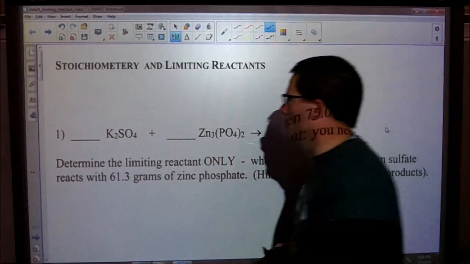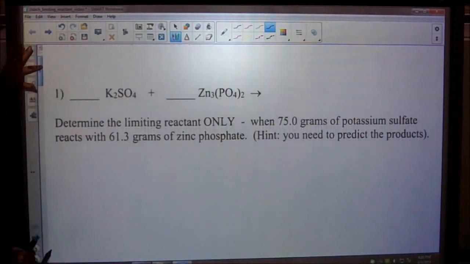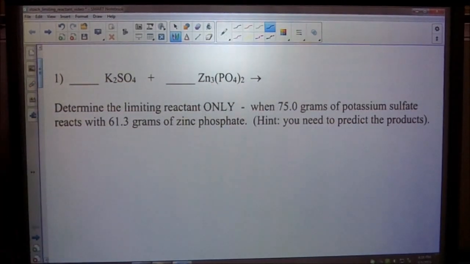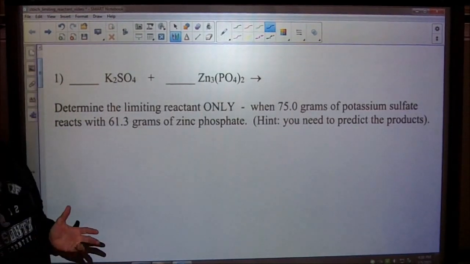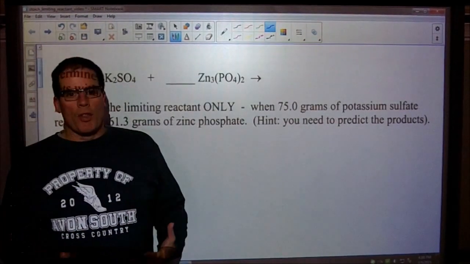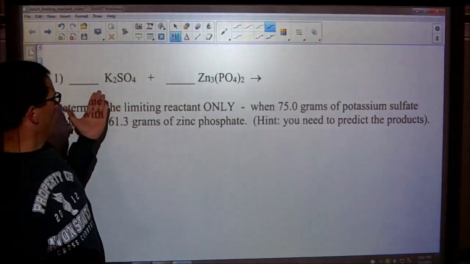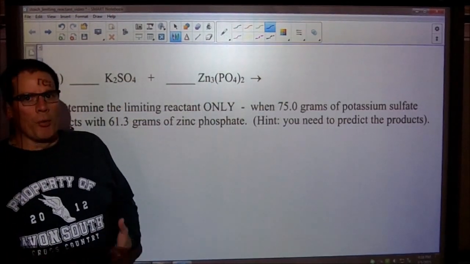Question number 1, and let me scroll this up a little bit. Question number 1 says, determine the limiting reactant only. So this problem is not asking for how much of the product is produced. However, even though we're still working with stoichiometry, we still have to go through the 4 steps.